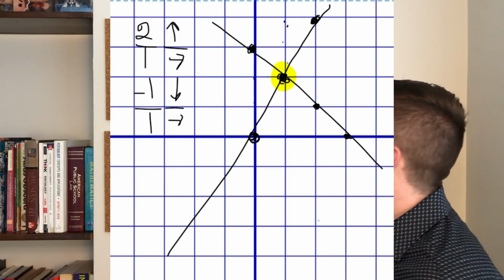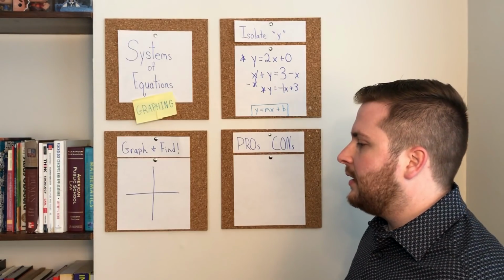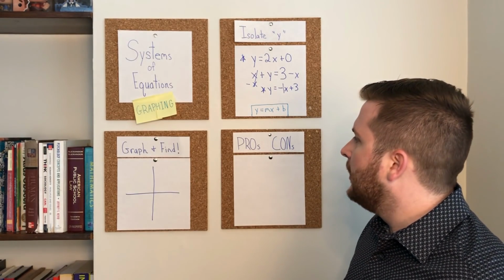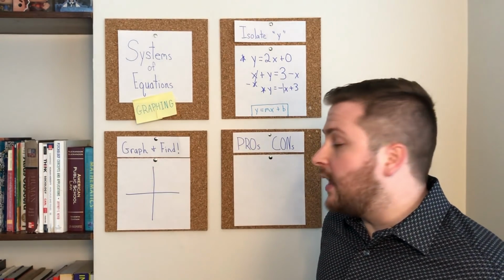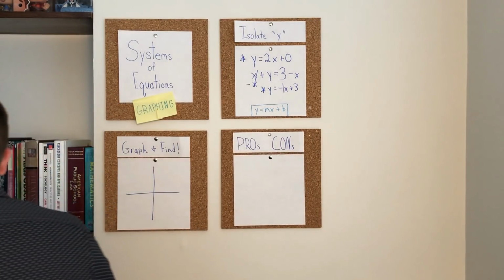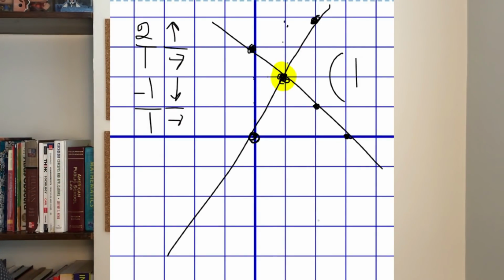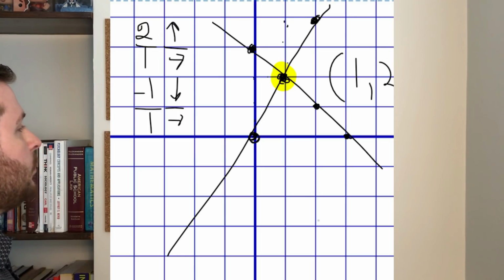Now take a look. This part is our intersection. This is where the two lines meet. So what coordinate point is this at? Well, we can look at it and we can say that the coordinate point is at 1, 2.